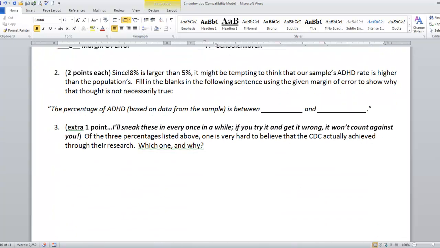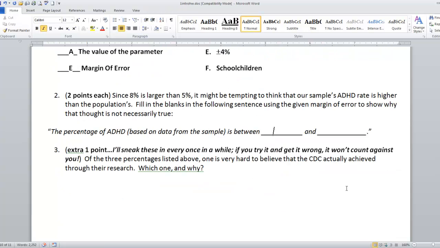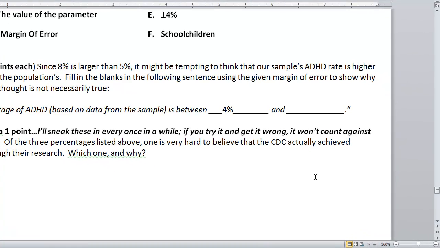Down here, 8% is larger than 5%. Might be tempting to think our sample's rate is higher, but we got to use that margin of error with that sample value of 8%. So you got to add and subtract that 4% from the 8%. 4% taken away from 8% is 4%, and 4% added to 8% is 12%. So it might be as low as 4% or as high as 12%. And that's those two blanks right there, which you'll notice, and this is more of a 244 point, but you'll notice that 5 is right in between 4 and 12, which is what often happens inferentially.